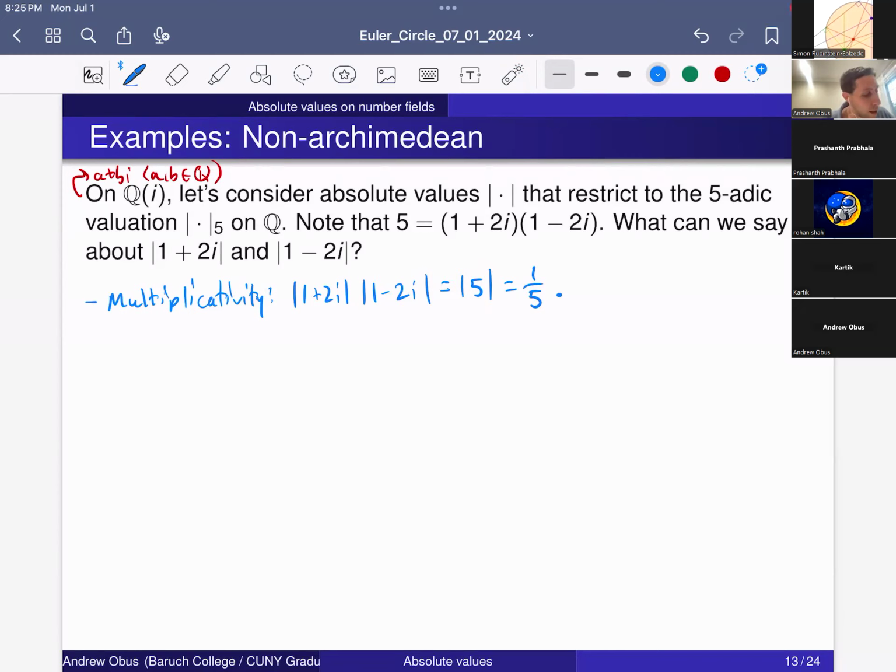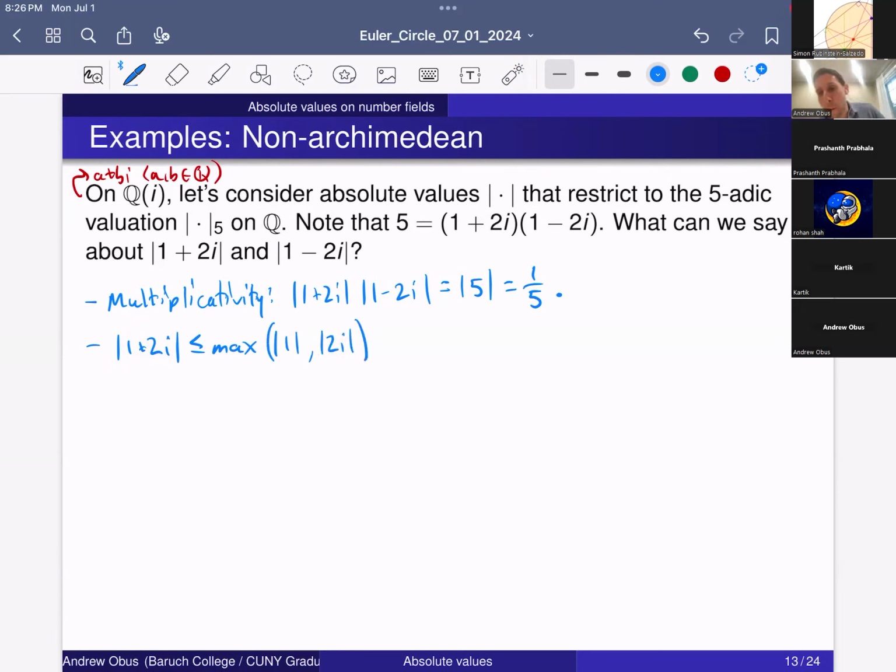So, what else can happen? We know that this 5-adic absolute value is one of these non-Archimedean ones, which means that all natural numbers have absolute value at most 1. Another thing you can get is that the absolute value of 1 plus 2i, I'm sweeping a little bit under the rug, is going to satisfy that strong triangle inequality, sometimes called the ultrametric inequality. So this is going to be less than or equal to the max of the absolute value of 1 and the absolute value of 2i.